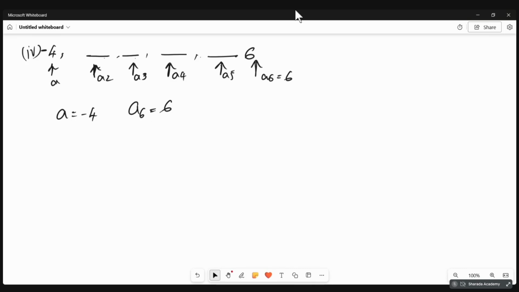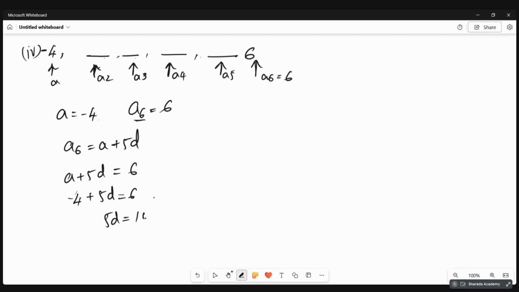Fourth one. See, A is equal to minus 4. A6 means what? A plus 5D. Correct? So A plus 5D is equal to 6. And A we know is minus 4. Minus 4 plus 5D is equal to 6. 5D is equal to 6 plus 4. That is 10. D is equal to 2. Okay. So A2 is what? A plus D. So A2 is equal to minus 4 plus 2. It is equal to minus 2.